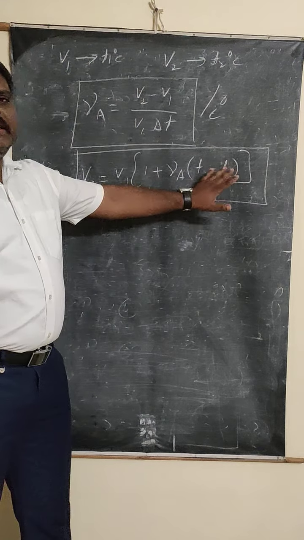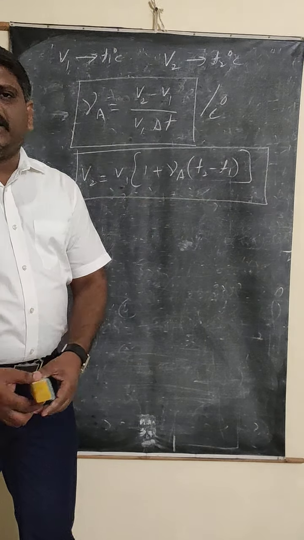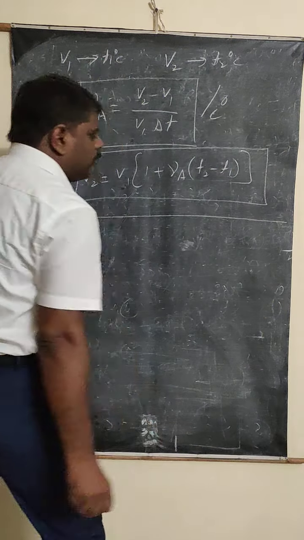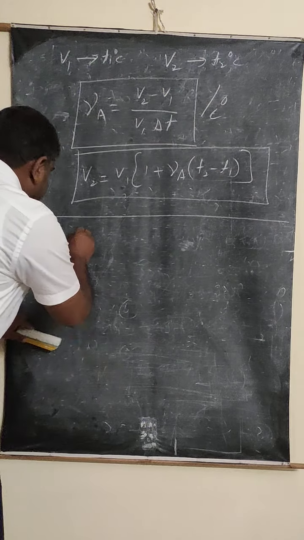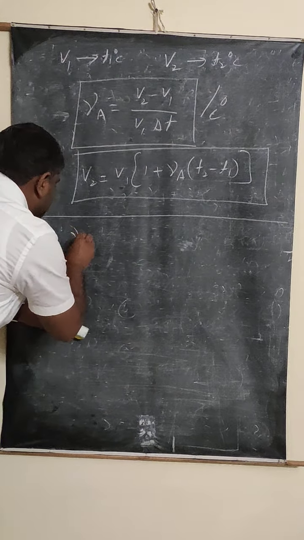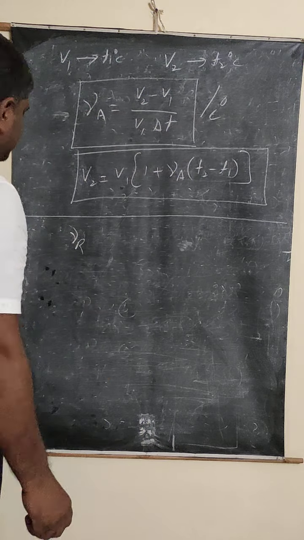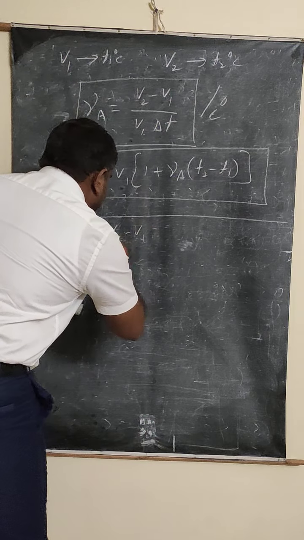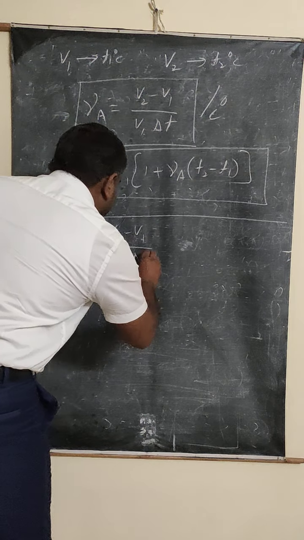If you know this gamma A, then it becomes very easy for gamma R also. When I refer to gamma R, again the formula will be the same, only the symbol changes. That is, gamma R is equal to V2 minus V1 by V1 into delta T.